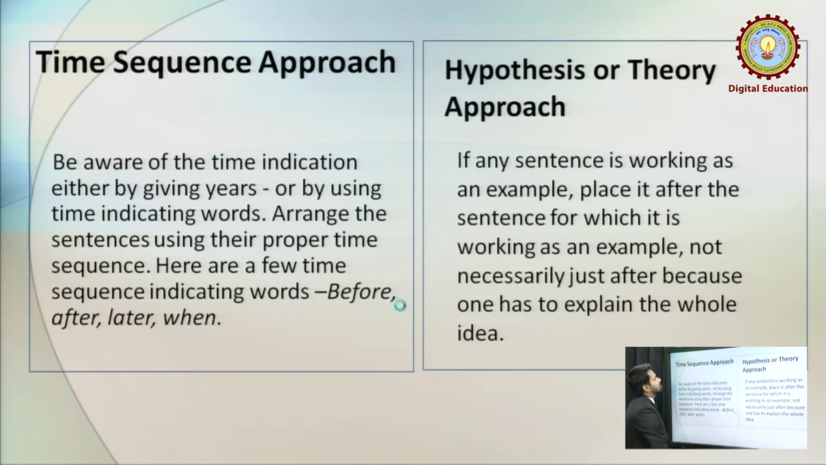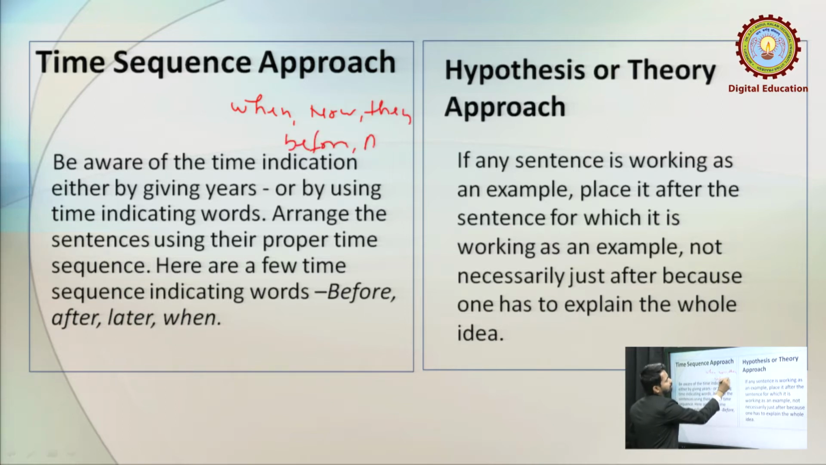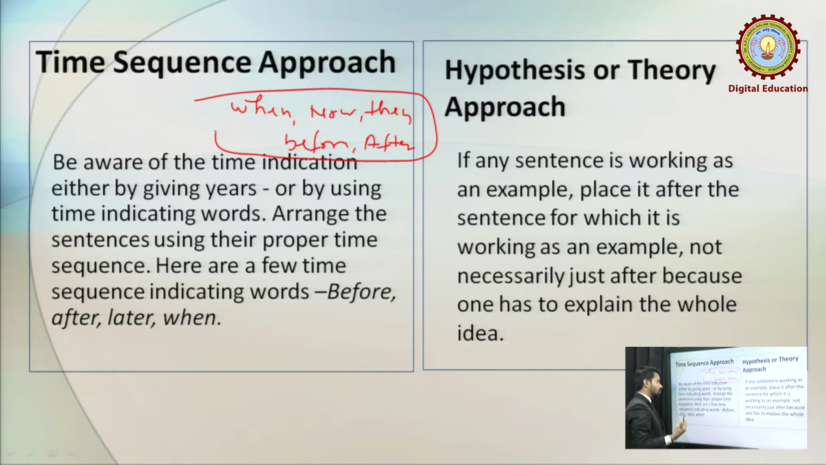Next, we have the time sequence approach. Many a time within a sentence you will get time, and time indicating words like when, now, then, before or after. By using this technique, you can get to know which is going to be first and which is going to be the next sentence. The time can be like years or days or months. You can easily get a clue from this approach.